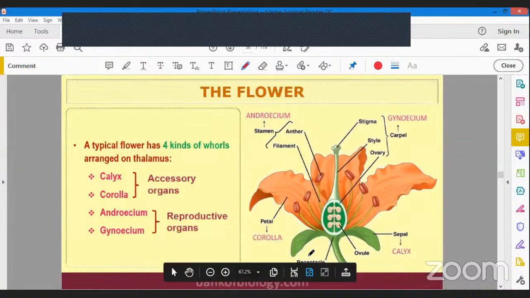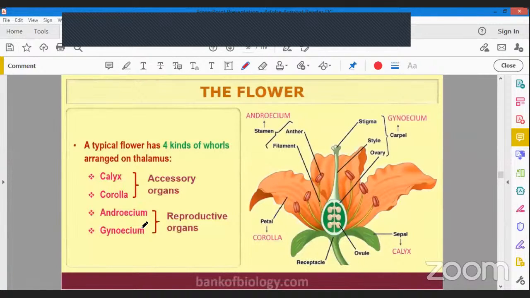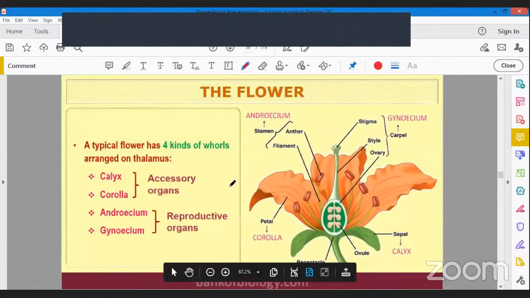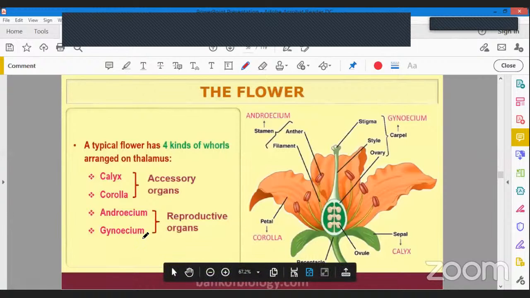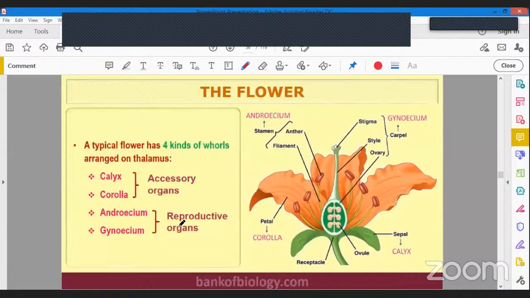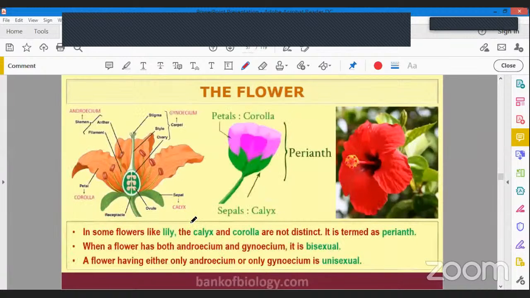Okay. Now we go to the next part. Flowers have four kinds of whorls: calyx, corolla, androecium, and gynoecium, which are arranged concentrically. The first two whorls, calyx and corolla, are called accessory whorls. That means they may or may not be present. Doesn't matter. But androecium and gynoecium are called reproductive whorls, and either one of them has to be present or both. So keep that in mind. Okay, very important. Done. Take it down.